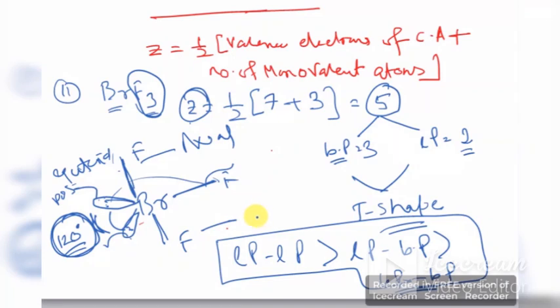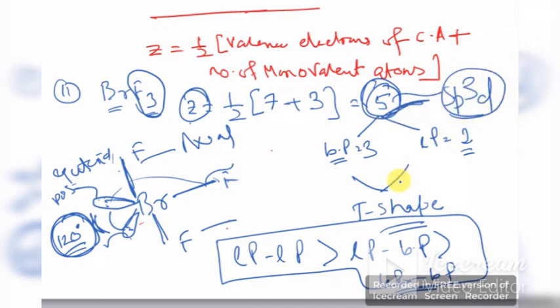And one more thing you can find is the hybridization. How can we find the hybridization? If the value of Z is 5, then the hybridization will be sp3d. Just simply find it. If the value of Z is 4, then the hybridization will be sp3. If the value of Z is 6, then the hybridization will be sp3d2. So just remember it.